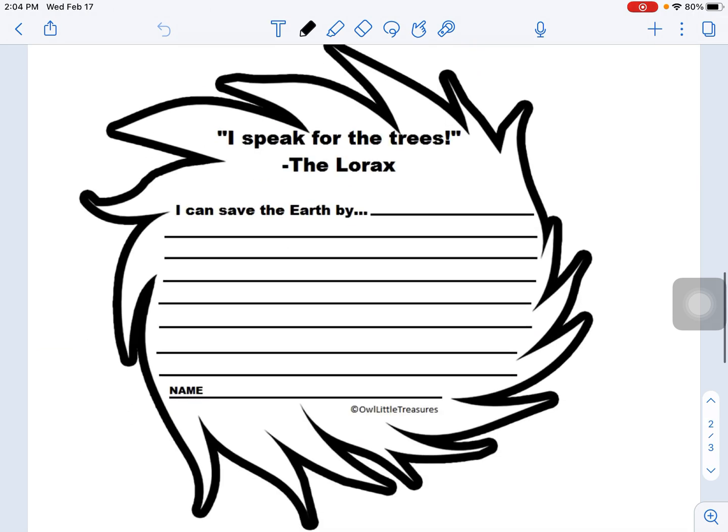And on the next part of the project, you are going to complete this little page here where it says, I speak for trees, the Lorax. Remember, he said that in our story. And you are going to finish this by saying, I can save the earth by, and then I want you to write at least 2 sentences of how you would save the earth. If you were not necessarily living in the land of the Lorax, what could you do today to help our earth become a better place? That is going to be your assignment today.